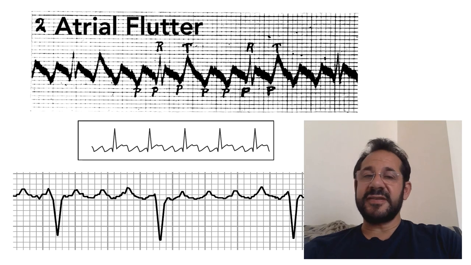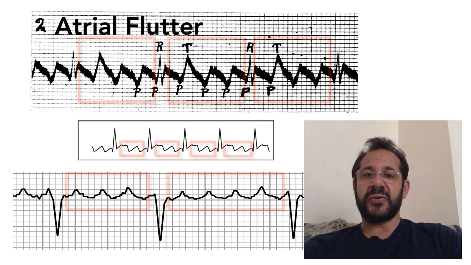Atrial flutter is a more organized rhythm in the top chamber of the heart, and here you'll see the lines between the spiky QRS complexes are more wavy and look like the edge of a saw, and this is a sawtooth wave of atrial flutter. The top chamber of the heart is fluttering away at 300 beats per minute.